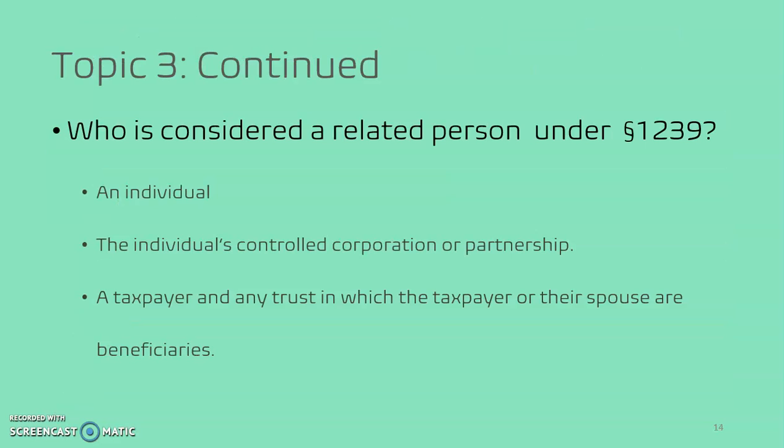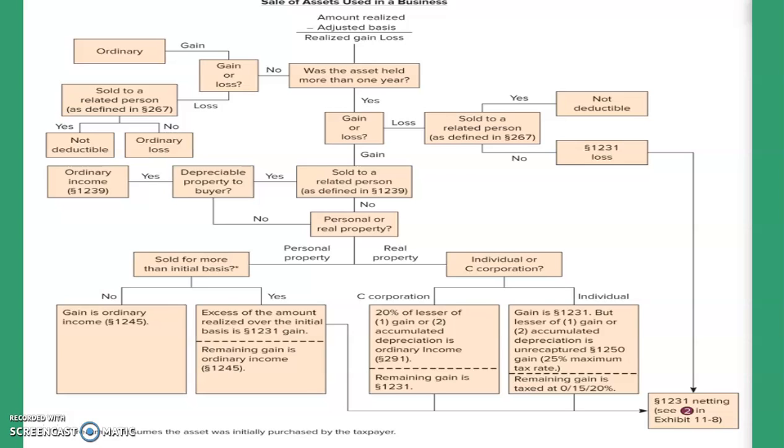So who's considered a related person under Section 1239 provision? An individual, the individual's controlled corporation or partnership, a taxpayer, and any trust in which the taxpayer or their spouse are beneficiaries. So here we have an example chart of the characterization of recognized gains and losses on the sales of assets used in a business.